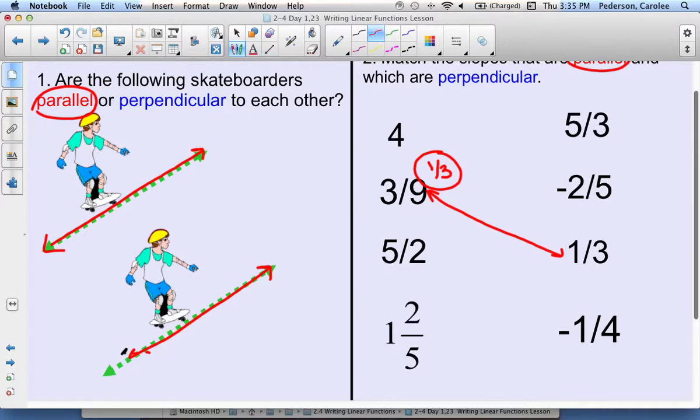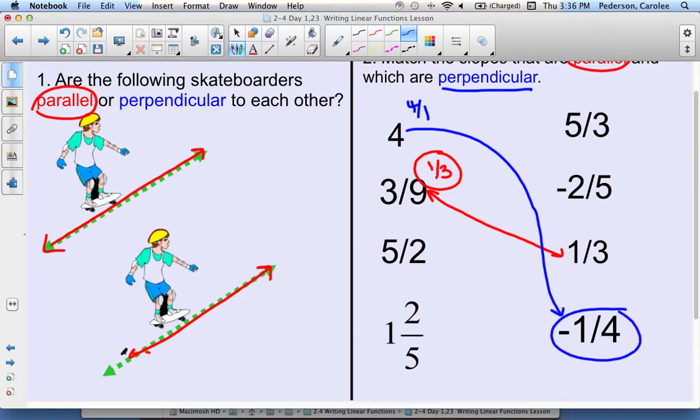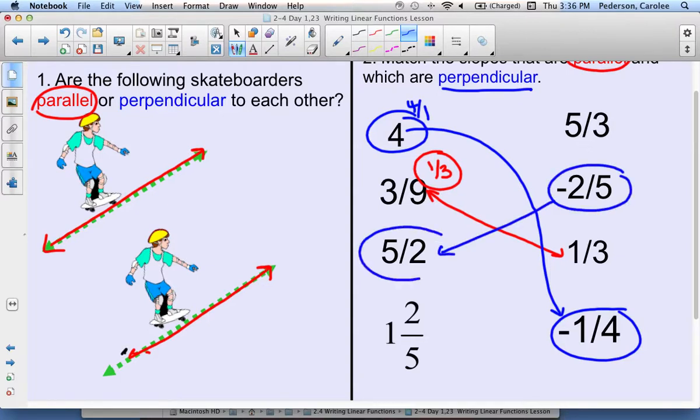For perpendicular, let's put those in blue. Remember, those are opposite reciprocals. So one perpendicular pair is 4/1 and -1/4. So these two are perpendicular. Another one is -2/5 and 5/2. Those are considered perpendicular.